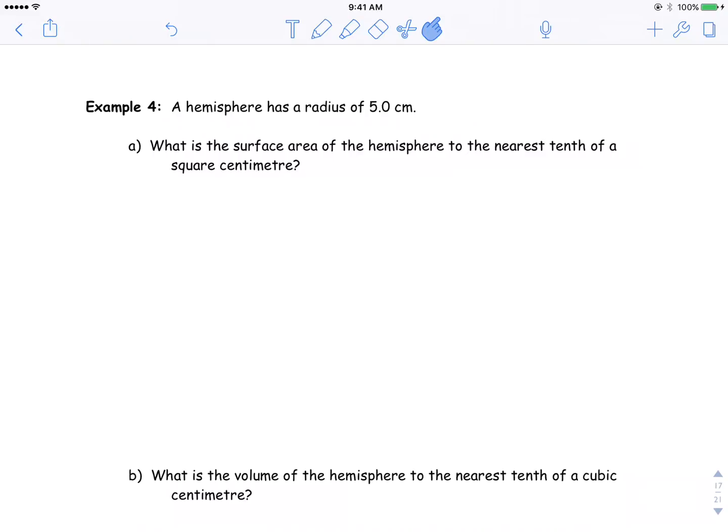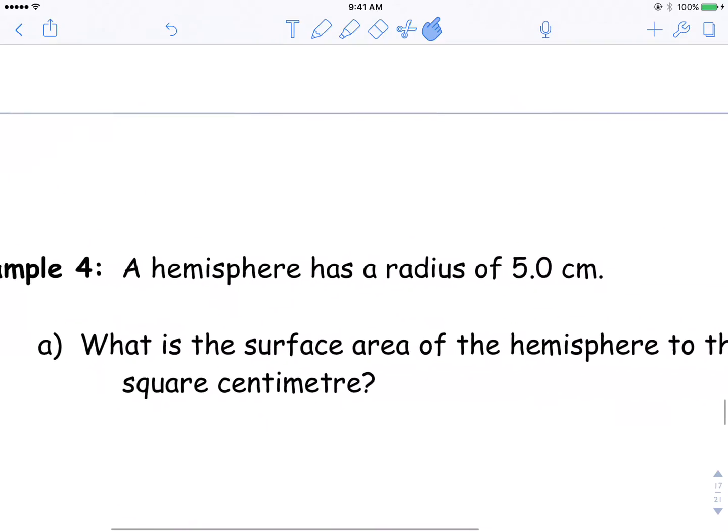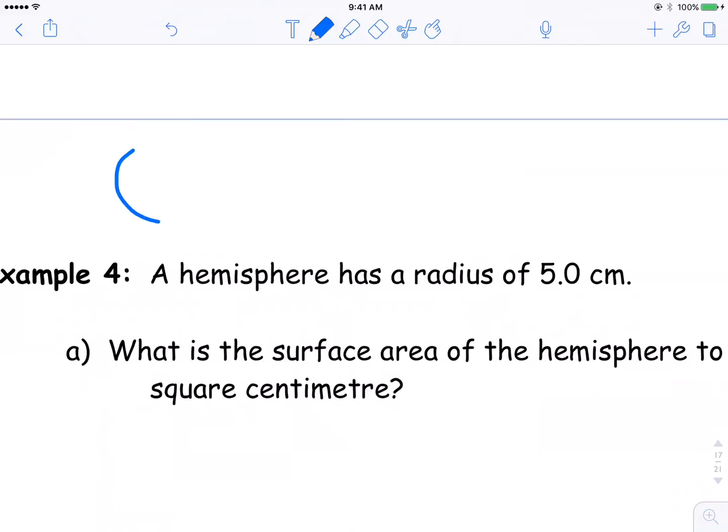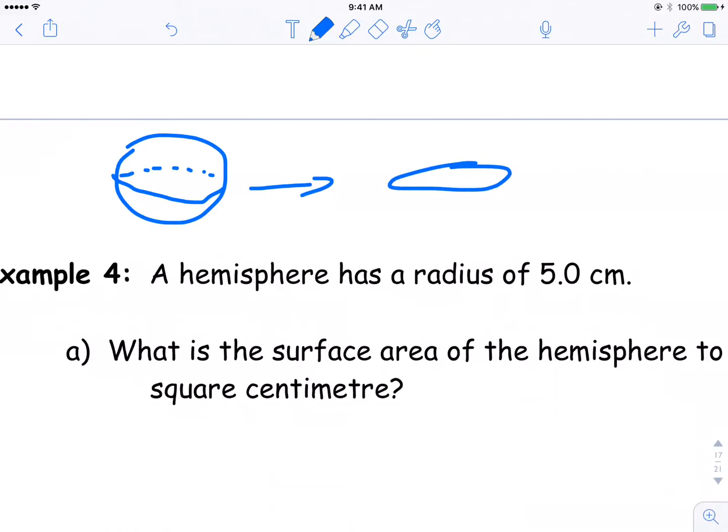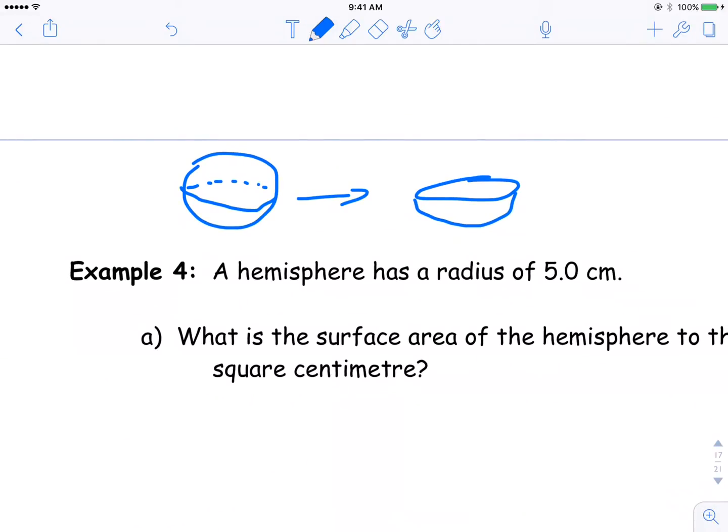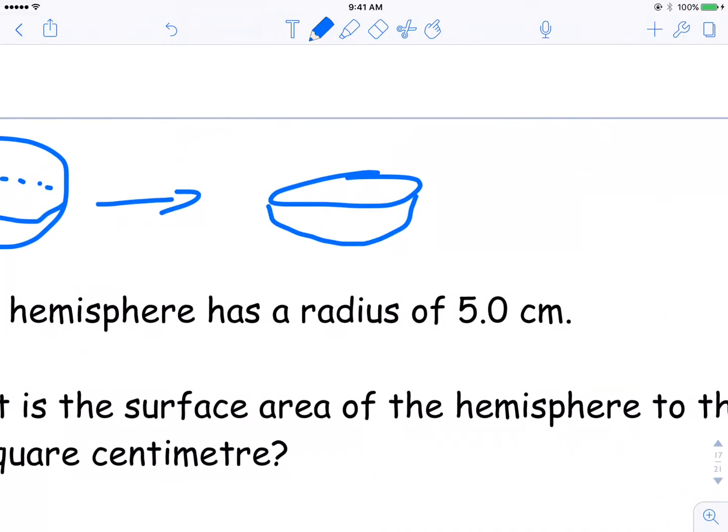So the biggest problem with a hemisphere is, well, knowing what it is. If this is my depiction of a sphere, which is a ball, a hemisphere is half of a ball. It looks like this. Now, depending on whether your hemisphere is bowl-like, B-O-W-L, that means it's not going to have any solid surface here.